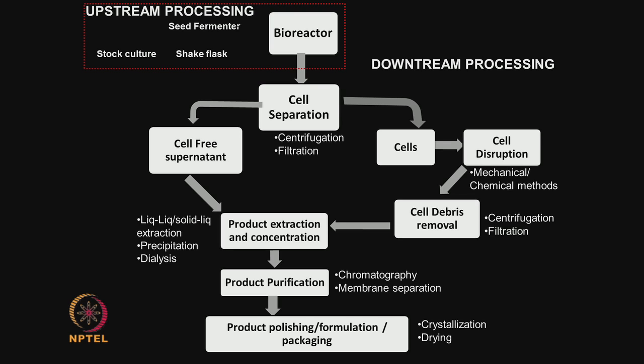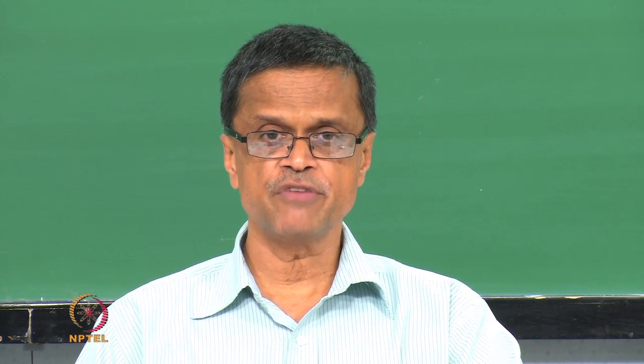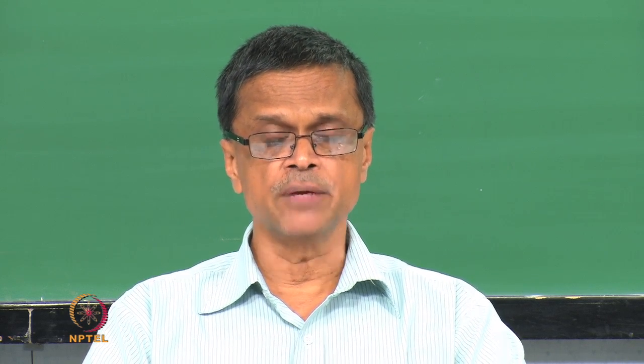So, you may use different types of chromatography, you may go into membrane separations and so on actually. Okay. That is where you have the product purification, and finally you go into product polishing, formulation, packaging. So, you may add some agents which will prevent the product denaturation, called stabilizers. Then you will do the crystallization if you want a solid product, and then finally you may also go into drying depending upon whether the product is solid or not.